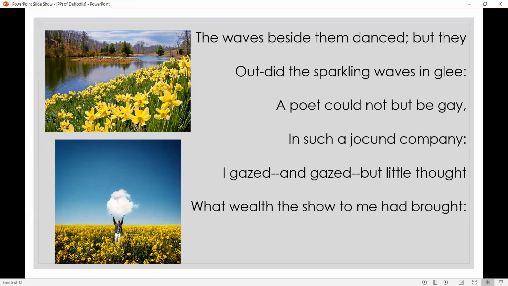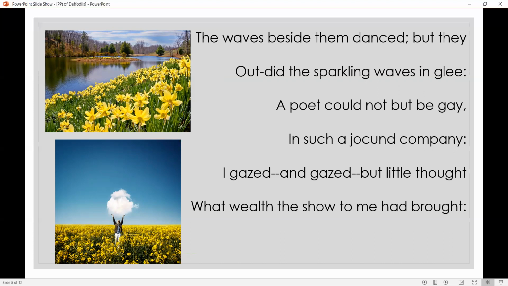Glee here means happiness. A poet could not but be gay, so the poet was helpless. It was inevitable for him to be gay, to be happy, to feel happy, in such a jocund company. In what? In such a good, cheerful, and light-hearted company. The poet shows that his loneliness has dissipated into happiness. Dissipated, changed into happiness. Being gay because of his company.